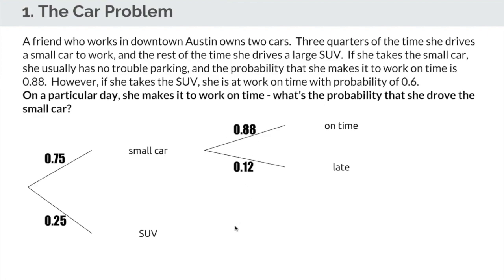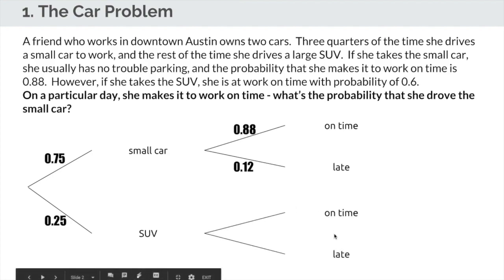Okay. We're going to do the same thing for the SUV. For the SUV, when she drives it, she's either going to be on time or late. The problem tells us that for the SUV, she's on time 0.6, which leads us to believe that she's not on time or late 0.4.